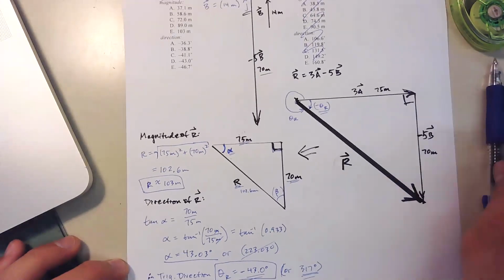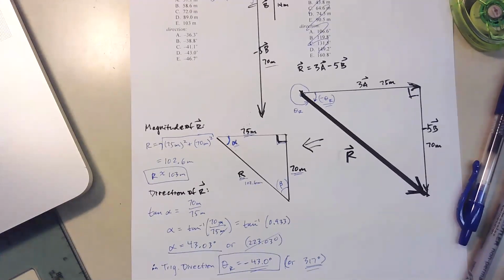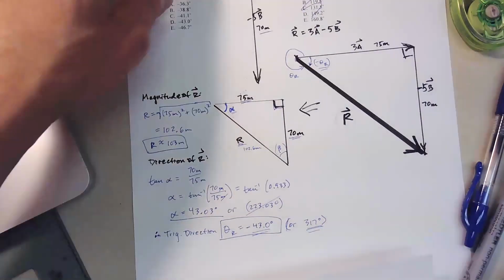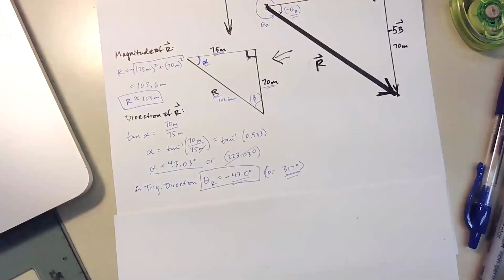What if instead of this, I wanted to use the component method? Well, that would also work. And I'll just show it to you for completeness, but we already have our answer for magnitude and direction. Okay.